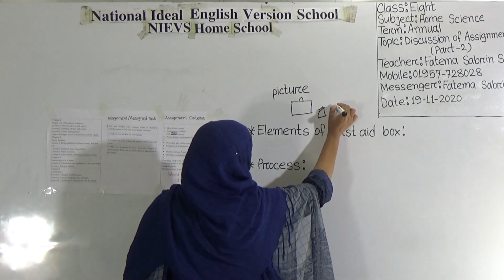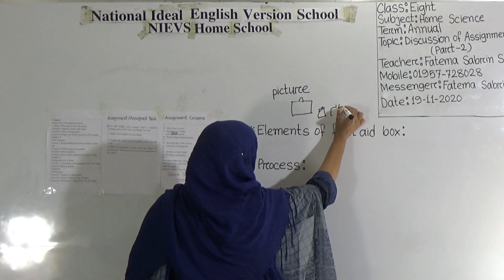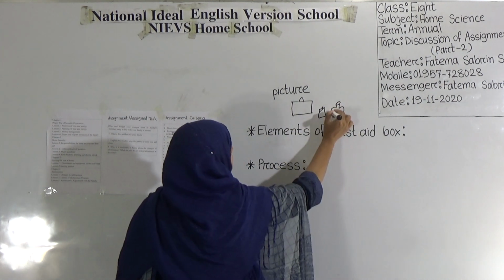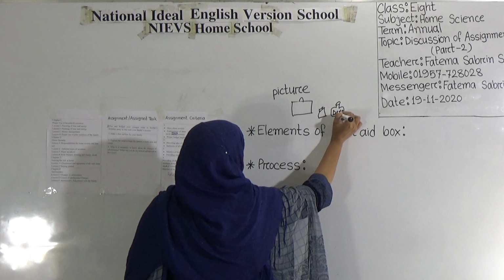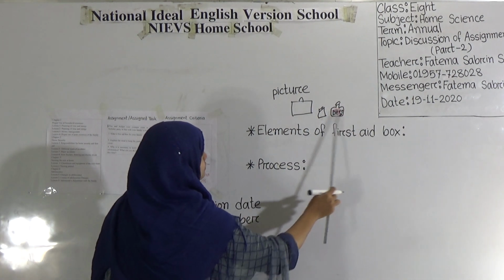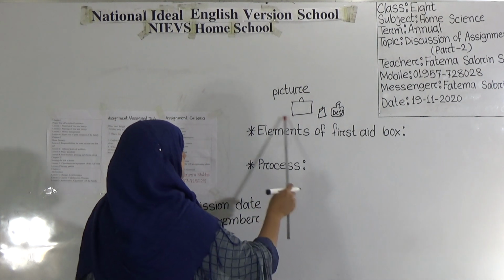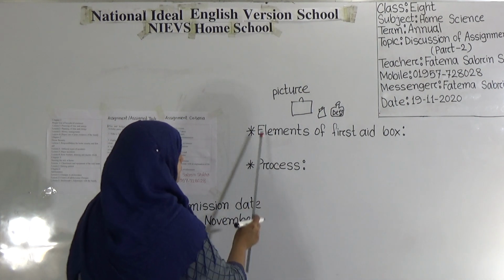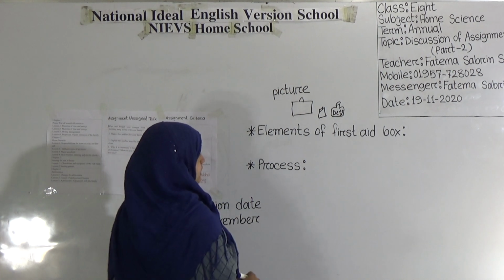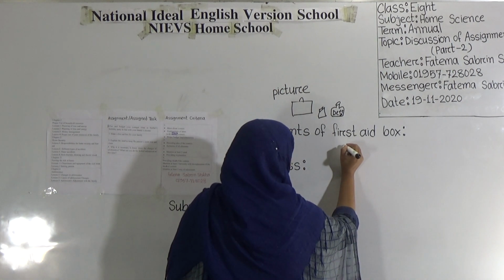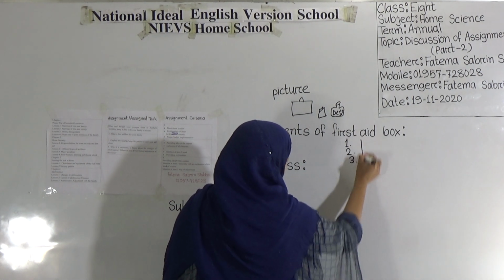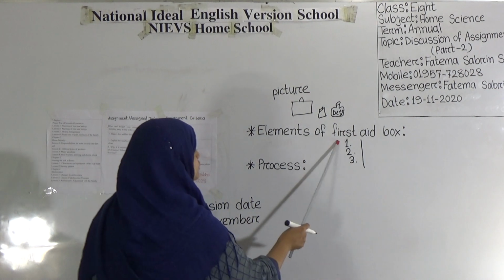I can draw well, but I'm just showing you. This is Dettol. You can say Dettol. So like this, you have to draw a picture and show the elements in the picture. Then you will write the elements of the first aid box. Here you will write the element names, number 1, 2, 3, like this. You will write the name of the elements in this point.